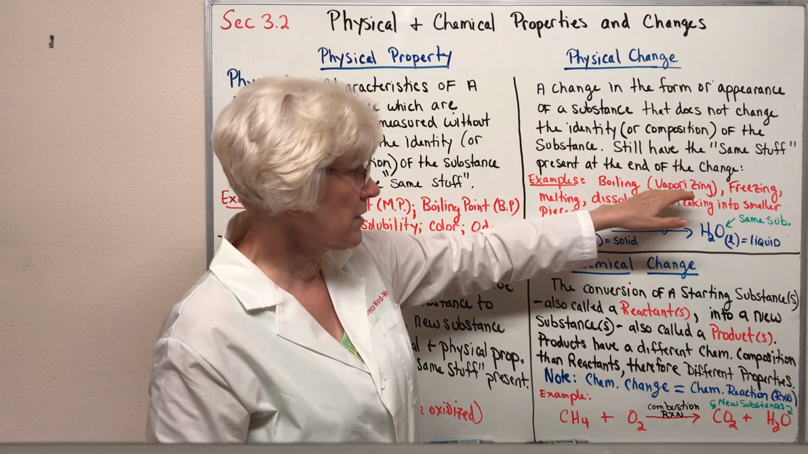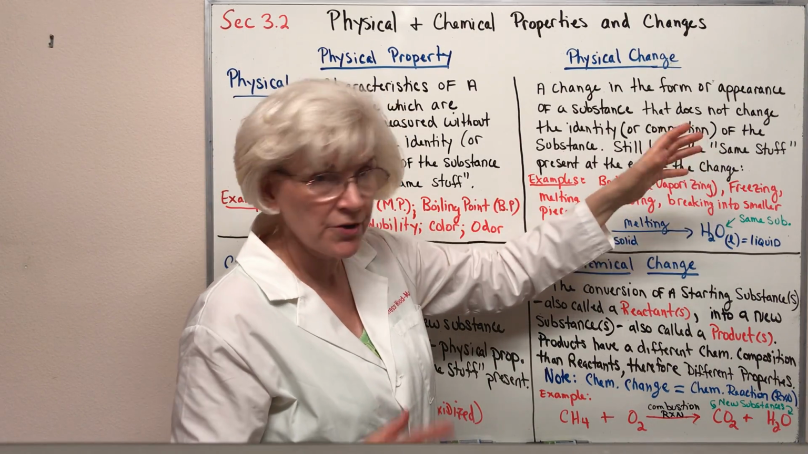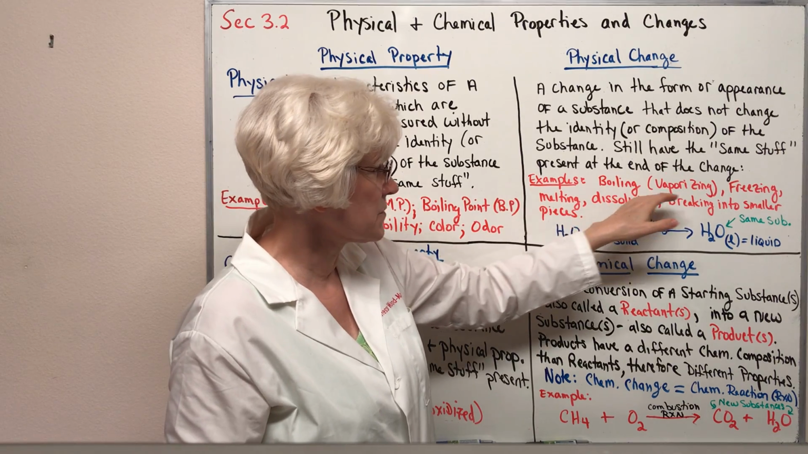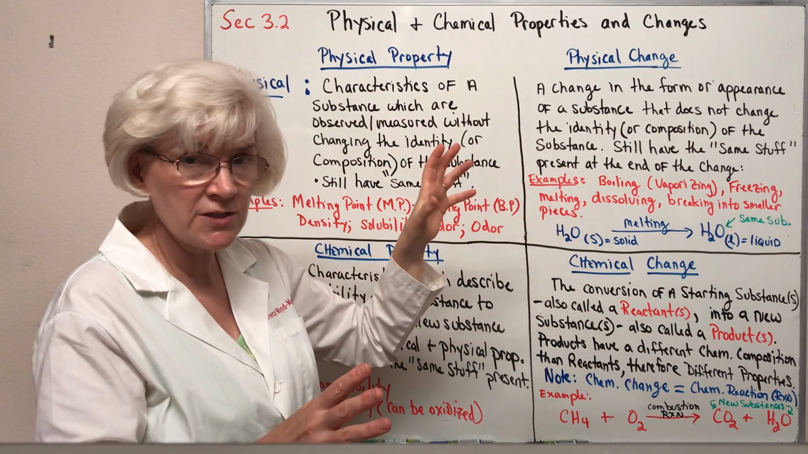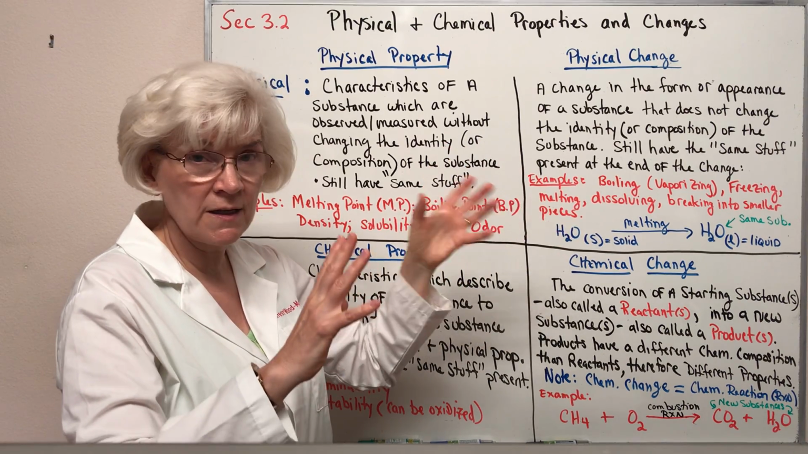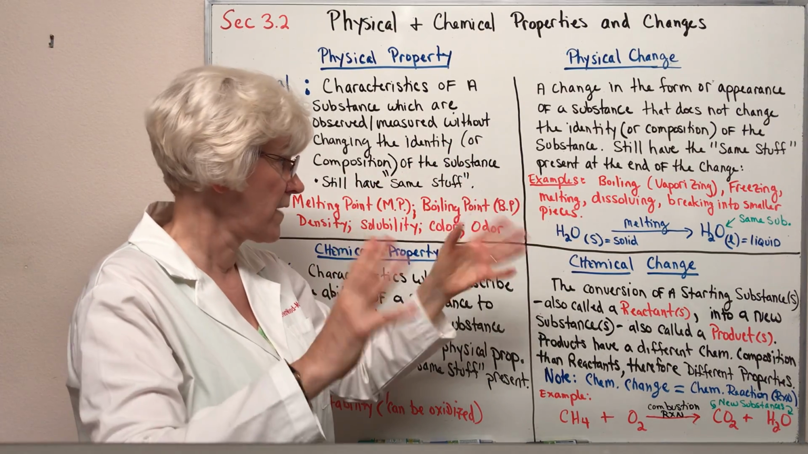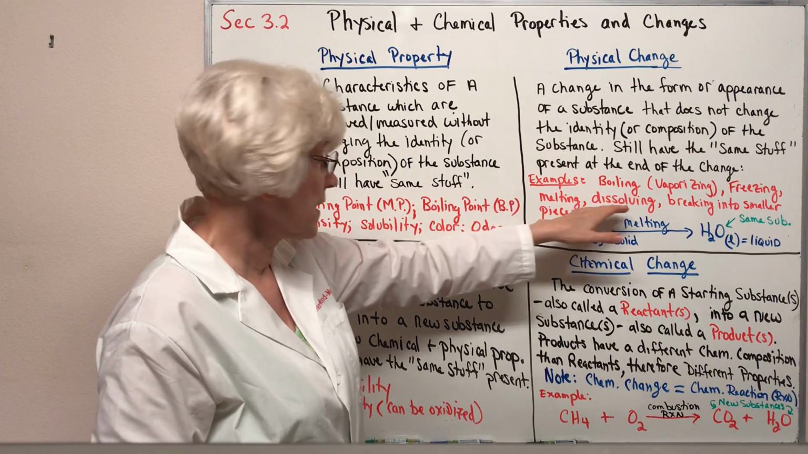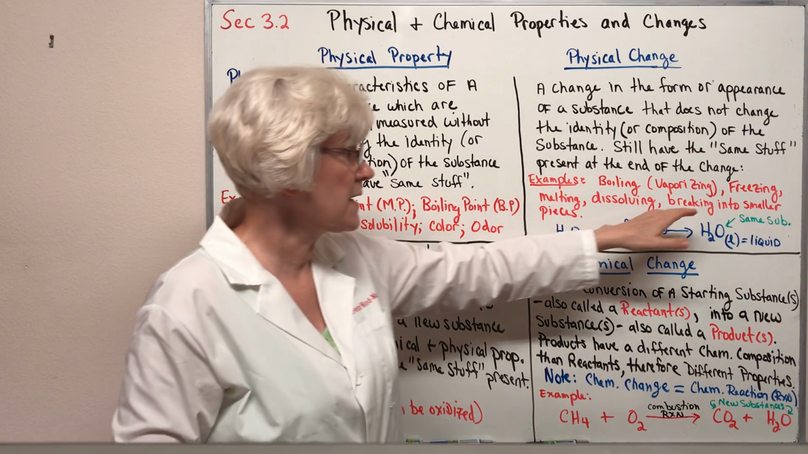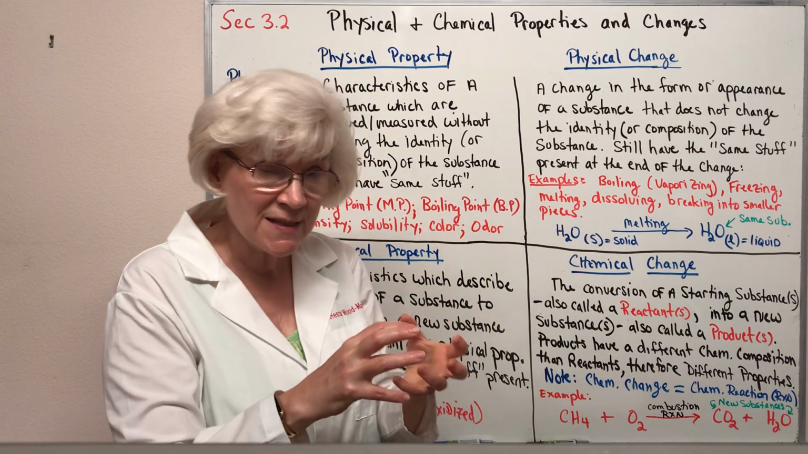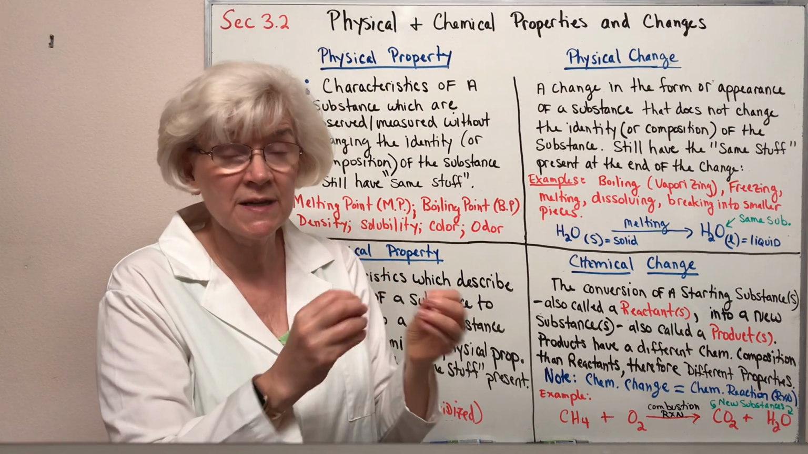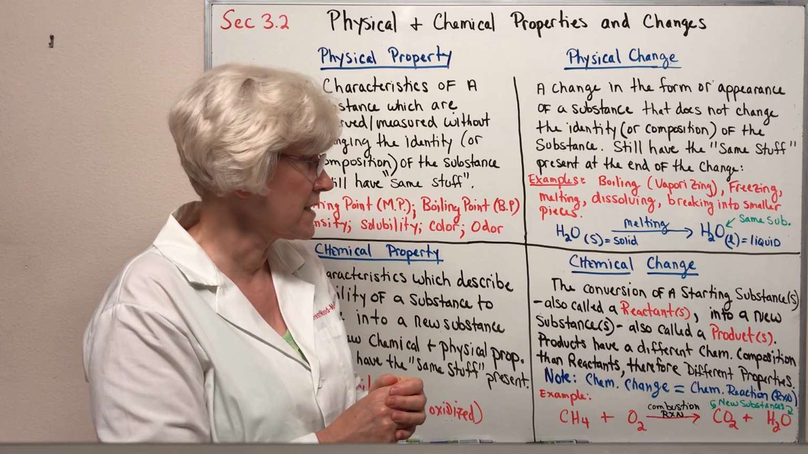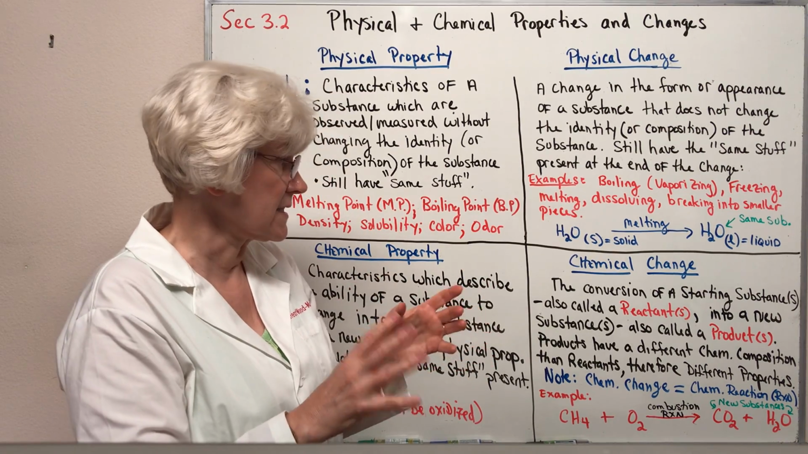Boiling, or vaporizing, is another term to describe this process. Freezing and melting are all phase changes, converting from solid, liquid, gas, or vice versa. Dissolving is closely linked with solubility, and so is breaking into smaller pieces. You still have the same substance. It appears different because it's now crumbled and present in smaller pieces.